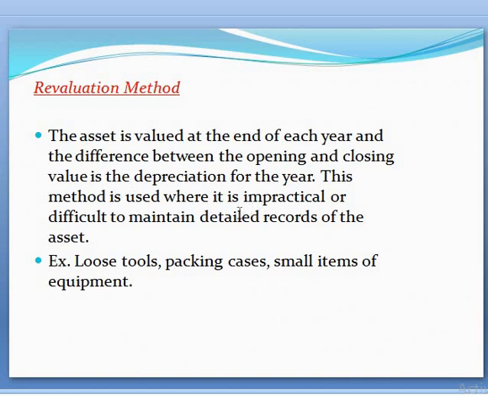So it is used where it is impractical or difficult to maintain detailed records for the assets. So these are small tools which are of less value, where you just value them by looking at the cost and the value at the end.